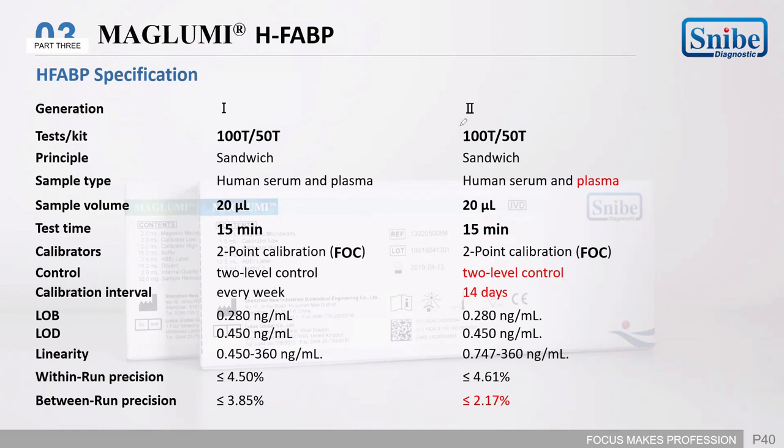In the second generation of the HFABP assay, we have two levels of control and a calibration interval of 2 weeks. Along with that, we have linearity up to 360 nanograms per ml, and the within-run precision and between-run precision are significantly better than the other competitors.